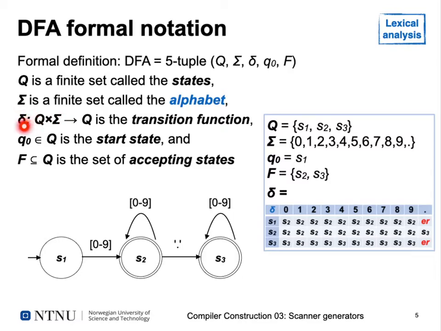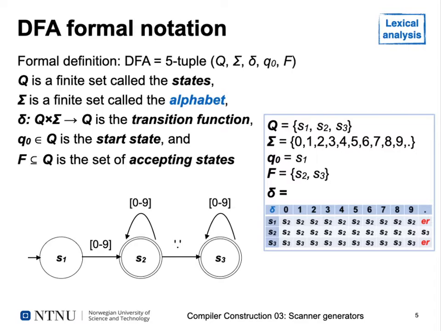Then you have this delta, which is a function. And this function takes the current state you're in, like S2, and an input character, for example, 7. And it gives you another new state. So if you're in S2 and you read a character 7, you end up in S2 again. That would be one part of your delta function.